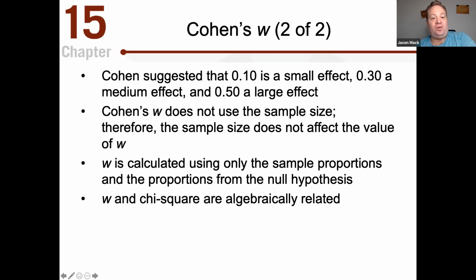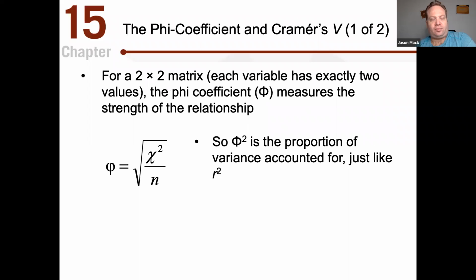Cohen's W does not use the sample size. Therefore, the sample size does not affect the value of W. W is calculated using only the sample proportions and the proportions from the null hypothesis. W and chi-square are algebraically related. The phi coefficient parameter is V. For a 2x2 matrix, each variable has exactly two values. The phi coefficient measures the strength of the relationship.